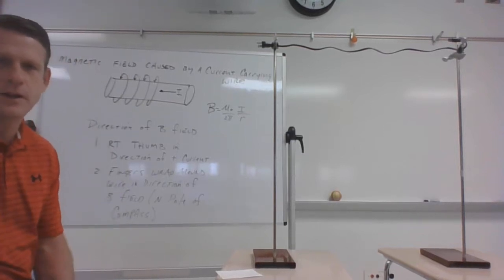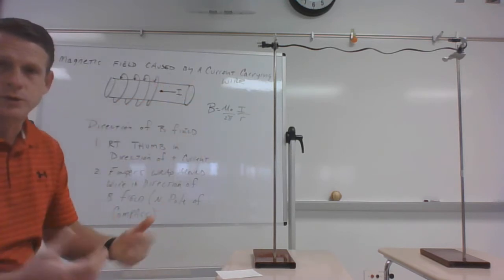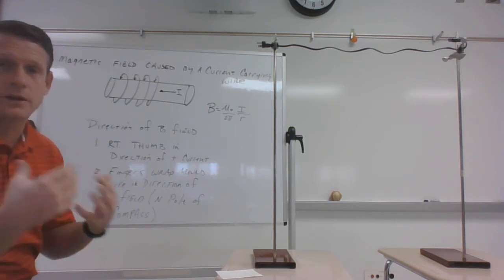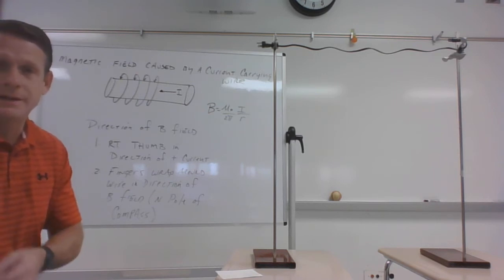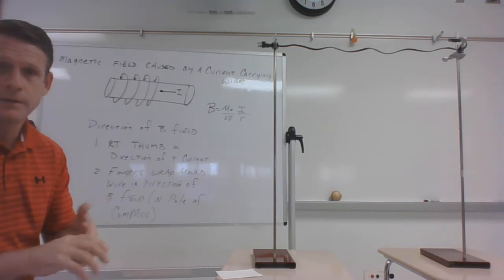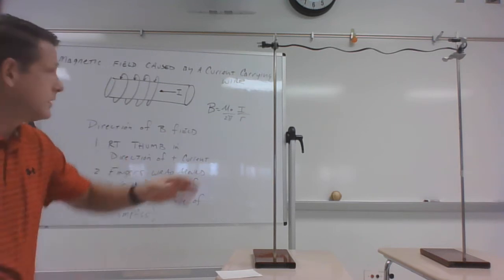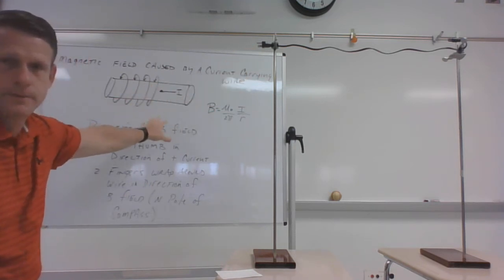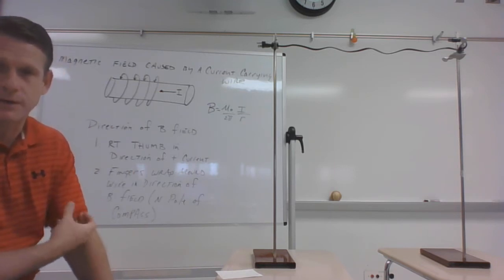Today's lesson is on the magnetic field caused by a current carrying wire. One of the basic premises of electricity and magnetism is that a current carrying wire will produce a magnetic field. Now, that magnetic field, like all fields, whether it's a gravitational field, an electric field, or a magnetic field, has both size and direction. So if we run current through this wire, that current will cause or produce a magnetic field.